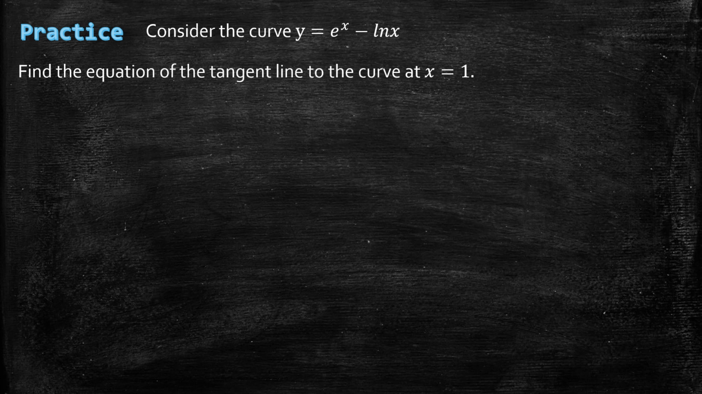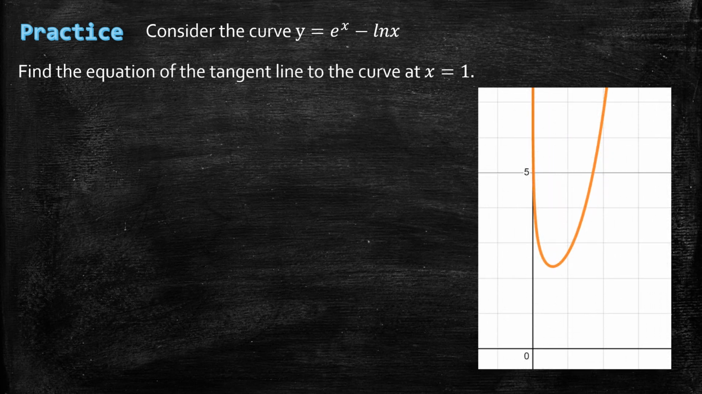And we'll end with this last practice problem. Consider this curve, y equals e to the x minus ln x. We're going to find the equation of the tangent line to the curve at x equals 1. And there's a little diagram just to provide us a reference. I've changed the notation. I'm not using f of x, but you could always replace y with f of x if it's easier.